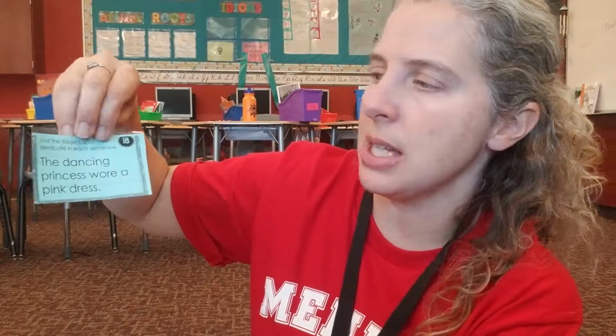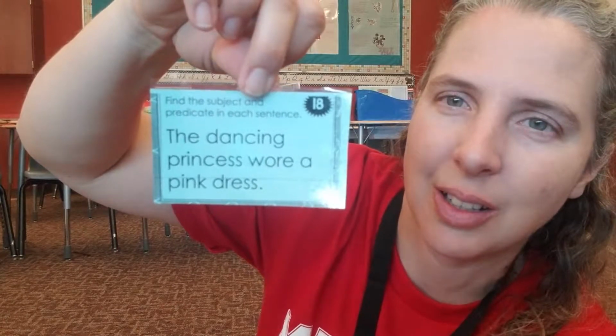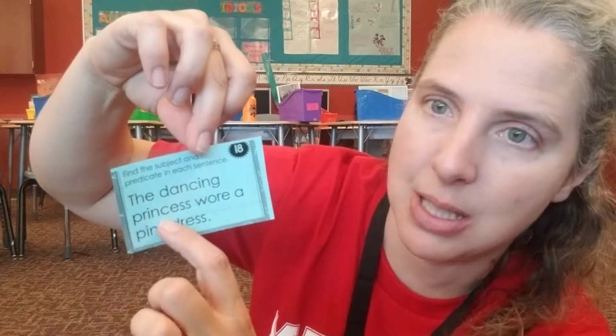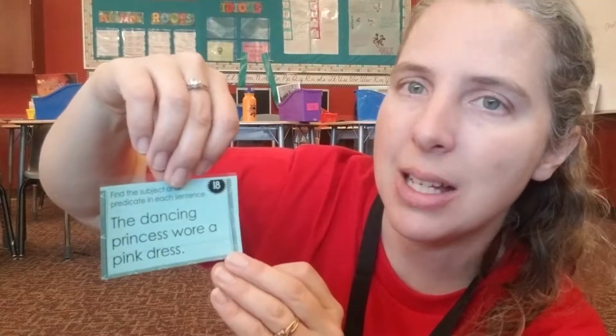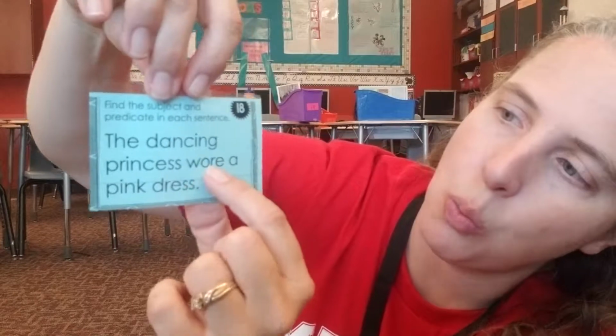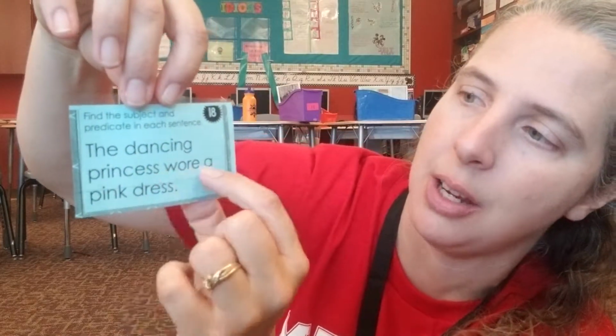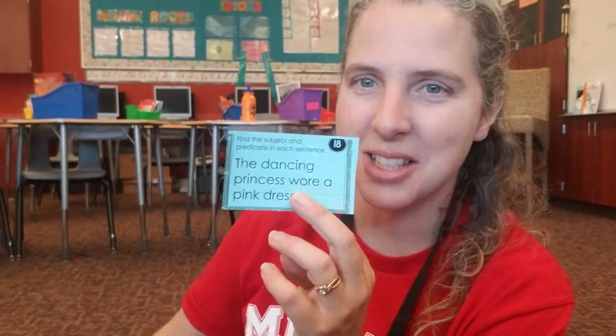The dancing princess wore a pink dress. Who are we talking about? The dancing princess. That's the subject. I would underline that once. And what is the dancing princess doing? She wore a pink dress. So I'd underline that twice. That's the predicate. That's how I'd get away with not having to rewrite the sentences all the time.